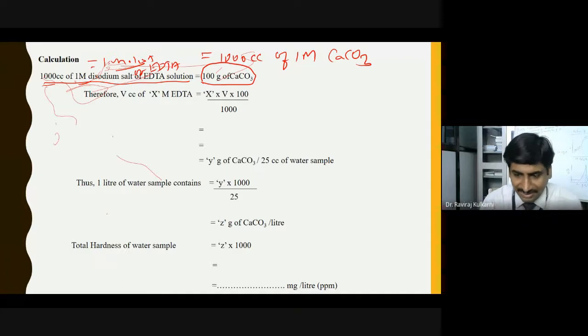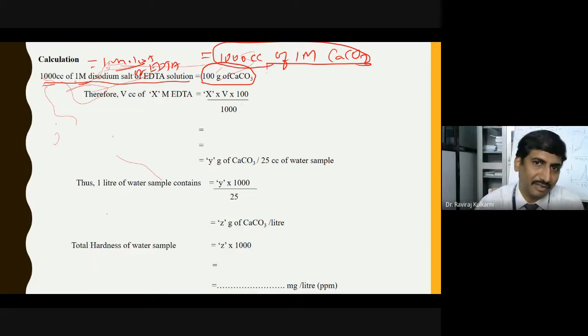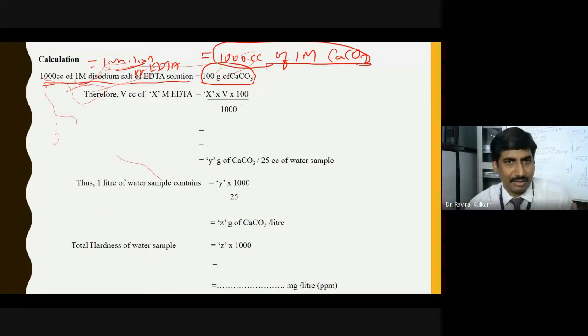I would have written this like this also, but I don't want it in volumes. Okay, I want it in gram. That's the reason I have written only the molecular weight of calcium carbonate. Actually, the molecular weight of EDTA is equal to the molecular weight of calcium carbonate. That's how we are equating. Okay. Therefore, V cc of X molar EDTA.